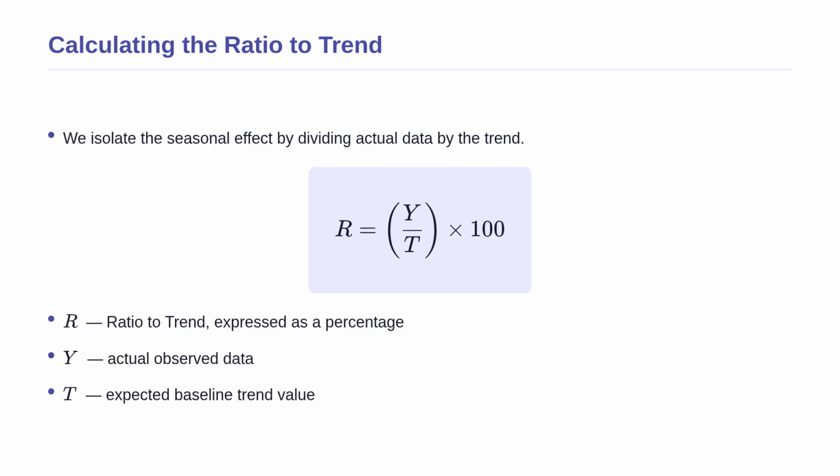This gives us R, the ratio to trend. If the actual data perfectly matches the trend, the ratio is exactly 100%. If the actual data is higher, the percentage increases, indicating a positive seasonal boost.